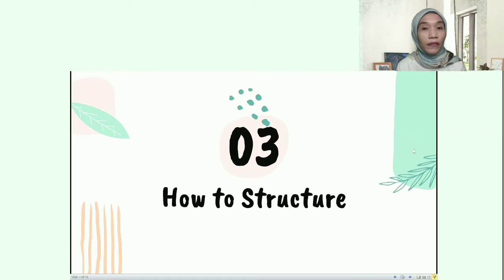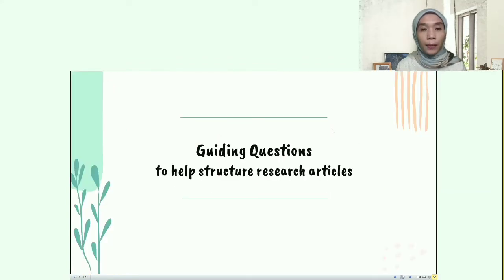Okay, now we are moving on to the last agenda, which is about how to structure the article by section. Here I divided it into several sections. They are the abstract, and then the introduction, and then the review of the literature, and then the method, results and discussion, or you may name it findings and discussion, and then the conclusion. Let's take a look at them one by one.